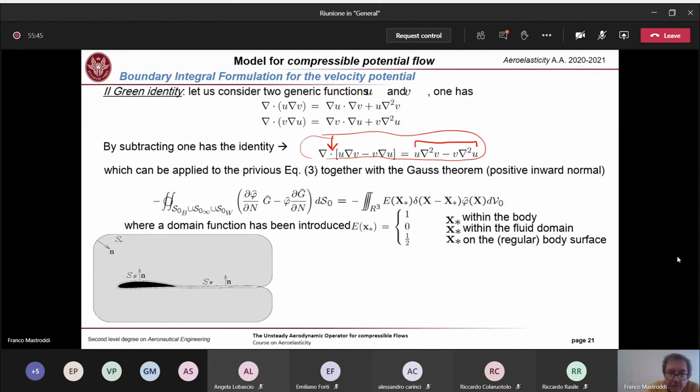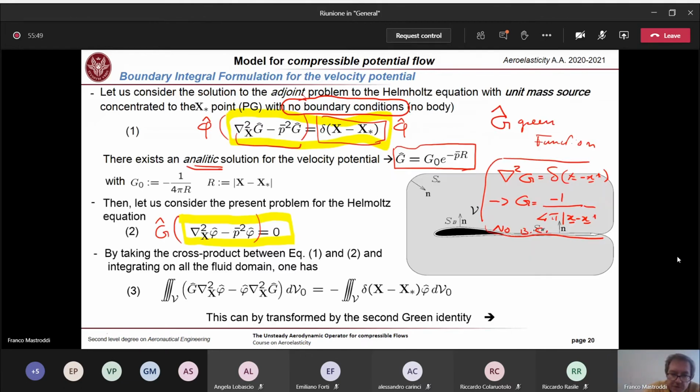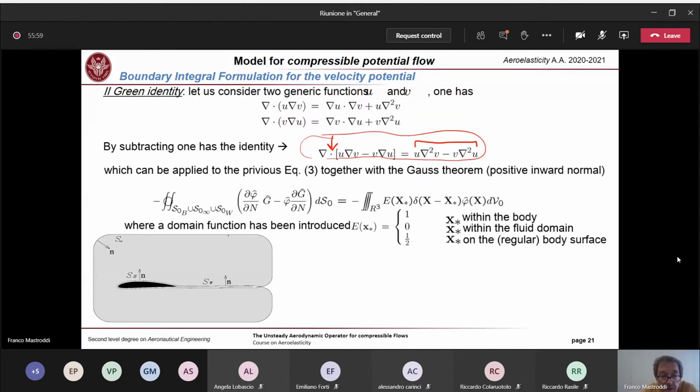And therefore, our original problem is written here. The original problem, which is this here, is rewritten in the boundary as an integral, not in the volume of the fluid, but in the boundary, in this way. This is the boundary, and the boundary is composed by the surface in Prandtl-Glauert space.